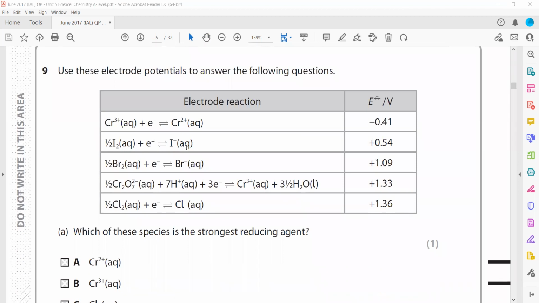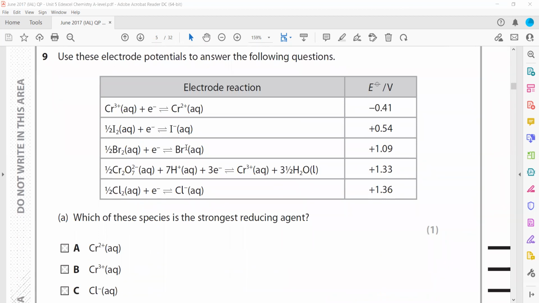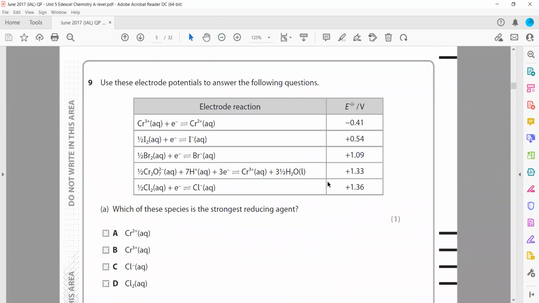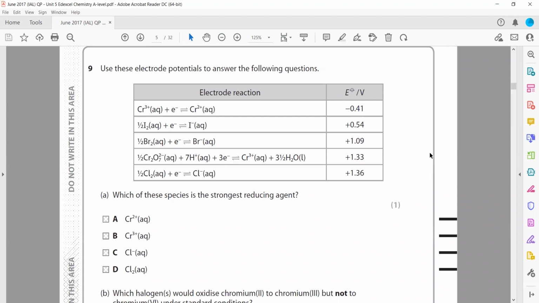Use these electrode potentials to answer the following question. Which of these species is the strongest reducing agent? The strongest reducing agent itself is oxidized, and oxidation is a loss of electrons. So which of them can lose electrons easily?